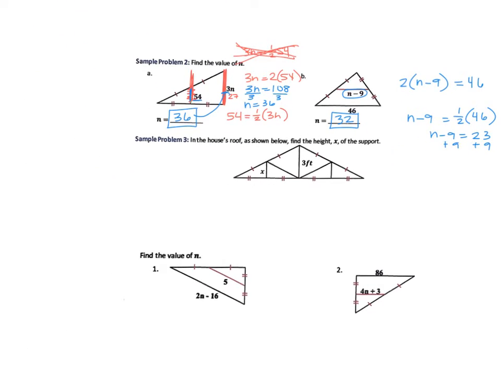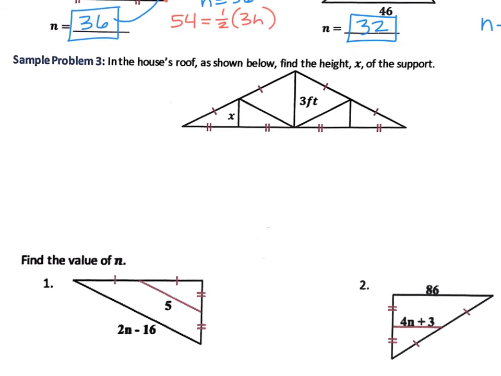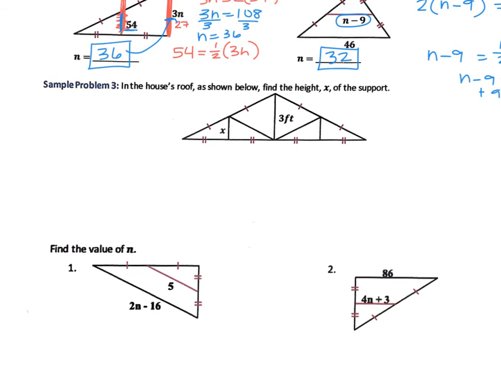Okay, so what if we get a little fancier in the way it's drawn? We have this, and it says, in the house's roof, as shown below, find the height x of the support. So if you're going to build a roof, this is very applicable. Do you see a triangle mid-segment setup that will help you find x? What would x be?